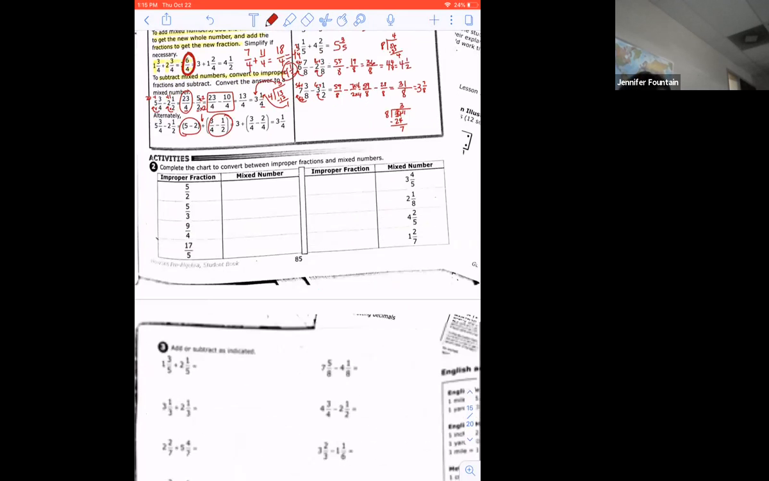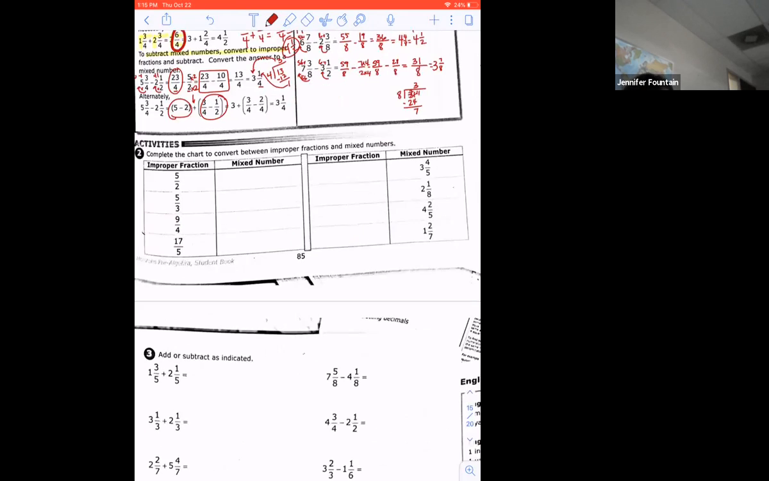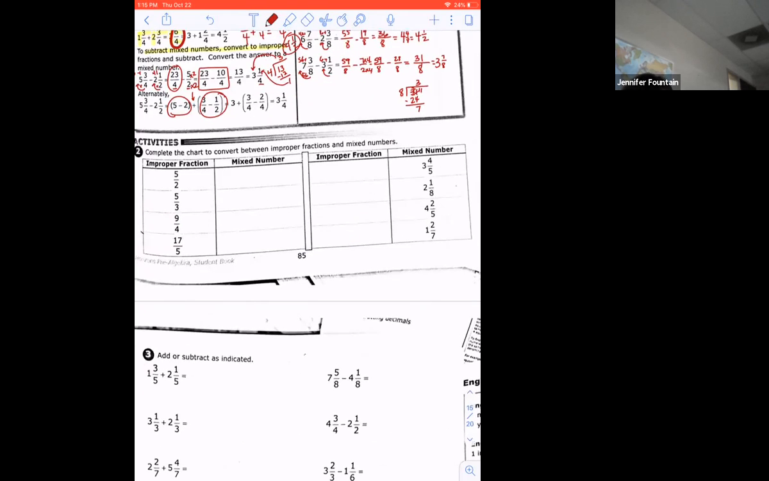So what we're going to do is, I want you working on activities 2. I want you to change from improper fractions to mixed numbers, and from mixed numbers to improper fractions. So activities 2, page 85.